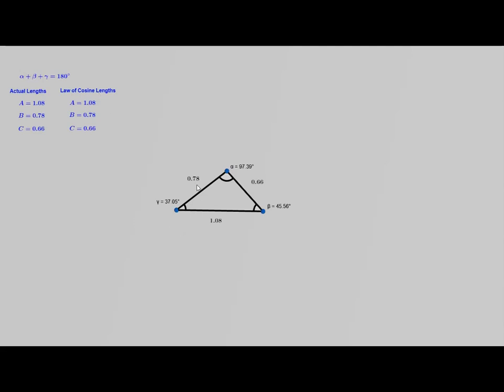For example, this side squared plus this side squared minus twice their product times the cosine of this angle will give you the square of this side. So that's the formula used to derive each of these expressions over here. And the way it looks right now, everything is working just fine. This is exactly what we'd expect. The actual lengths are the same as the value given by the law of cosines.